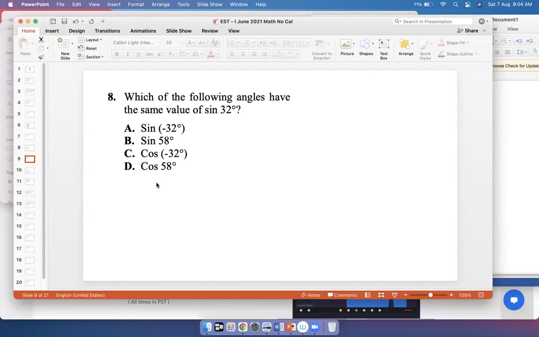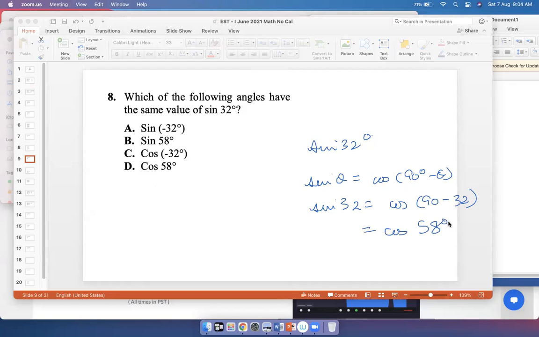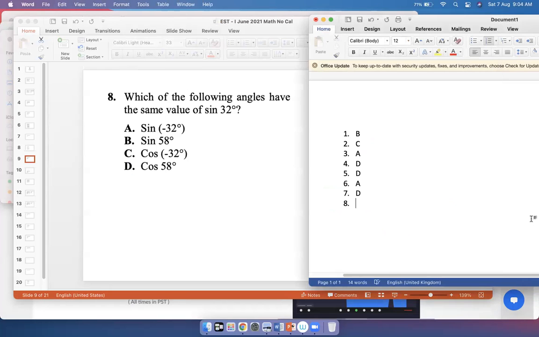Which of the following angles has the same value as sin 32? Sin 32 degrees: sin θ is cos(90 degrees minus θ). So sin 32 will be cos(90 minus 32), which is cos 58 degrees. So sin 32 is cos 58, option D. So 8 is D.